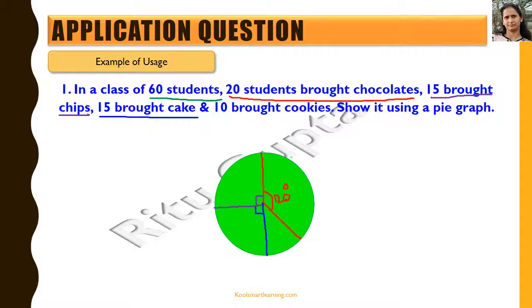10 students, which is 1/6, which is 60 degrees. These students brought cookies. So 10 students represented by 60 degrees are the ones who brought cookies. So this is how we represent this data using a pie graph.